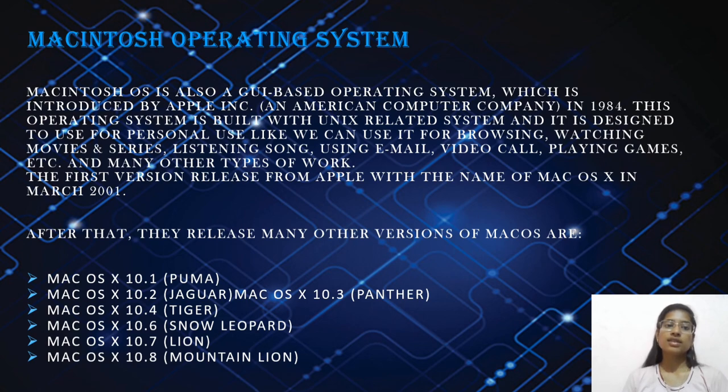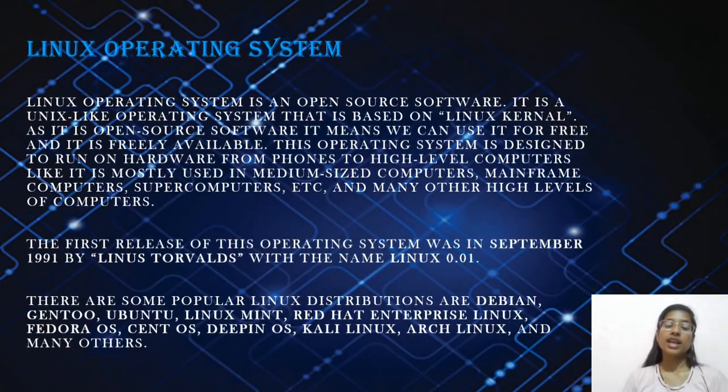Then the next is the Linux operating system. The Linux operating system is open source software. It is a Unix-like operating system that is based on the Linux kernel. As it is open source software, it means we can use it for free and it is freely available. This operating system is designed to run on hardware from phones to high-level computers.